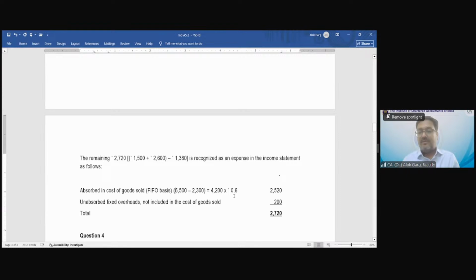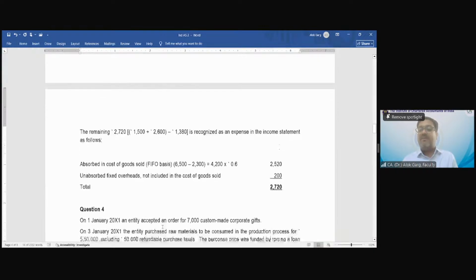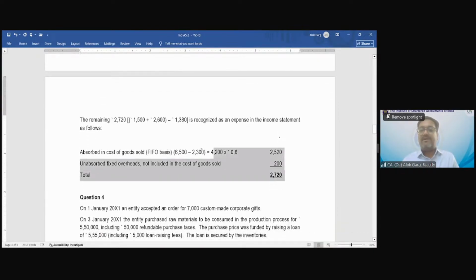Absorption in the cost of goods sold: 6,500 minus 2,300 is equal to 4,200, multiplied by 60 paisa. So you understand from where this 6,500 minus 2,300 has come? 6,500 was the actual production, right? And 2,300 is the closing stock. So what is my cost of goods sold? 4,200 multiplied by 60 paisa, right? And the unabsorbed fixed overhead, which is 200 rupees, will also be charged to P&L. So the total P&L charge will be 2,720.